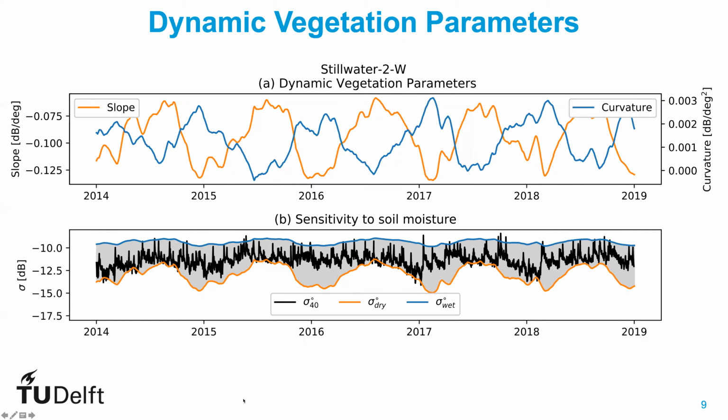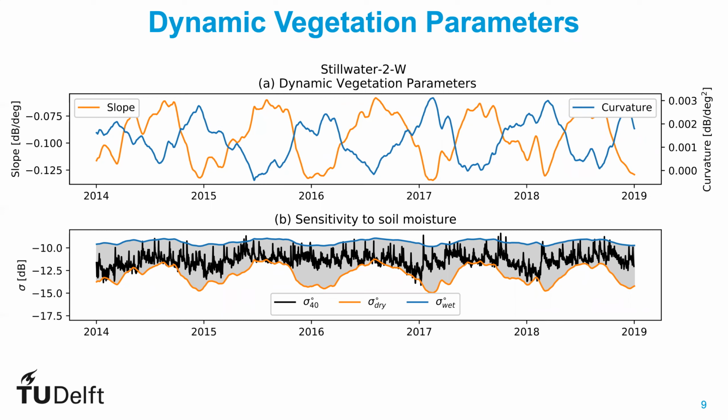So what happens when we implement the dynamic vegetation parameters? First, let's take a look at the dynamic vegetation parameters themselves. On the top, you can see the slope in orange and the curvature in blue, estimated over a 5-year period. If we use climatological parameters, this will be a periodic signal repeating every year. Using the kernel smoother, you can see that the seasonal cycle is slightly different each year.